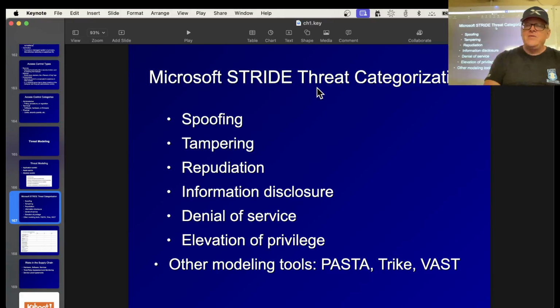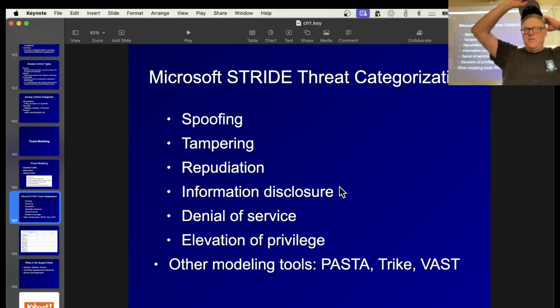And Microsoft had invented the STRIDE framework to organize types of attacks. Spoofing is pretending to be a different user, like an administrator. Tampering is modifying data you're not supposed to modify. Repudiation is doing something and then being able to deny that you did it because you're able to delete the logs or somehow avoid them.